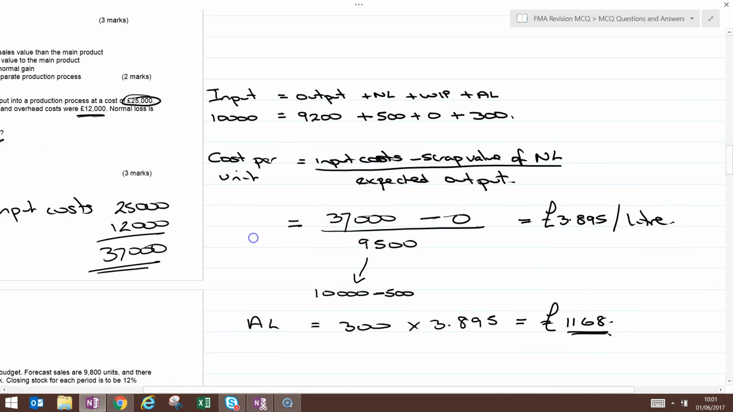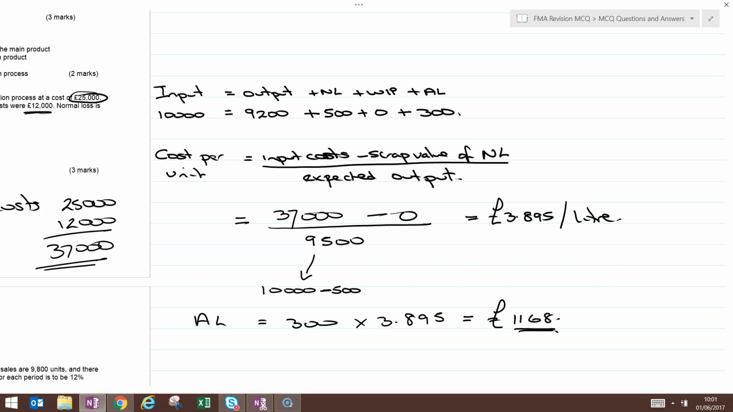While we're looking at this question, if I can just remind you of a few things. If you were asked to value the output, so the 9,200 litres, that would also be valued at 3.895 a litre. If you were asked to value the normal loss, remember the normal loss is only ever valued at 0 or scrap value. In this case, we're not given a scrap value, so our normal loss would be valued at 0.